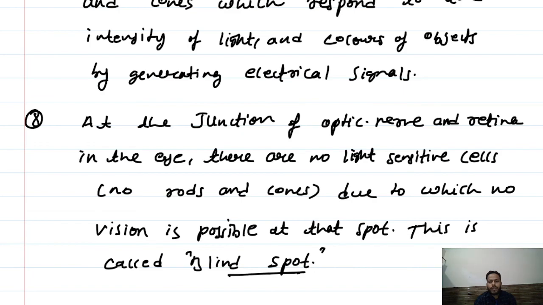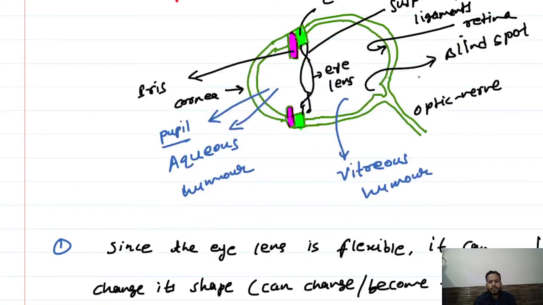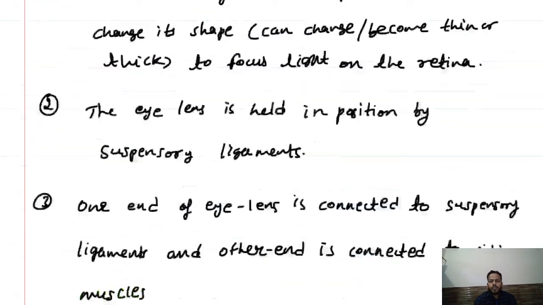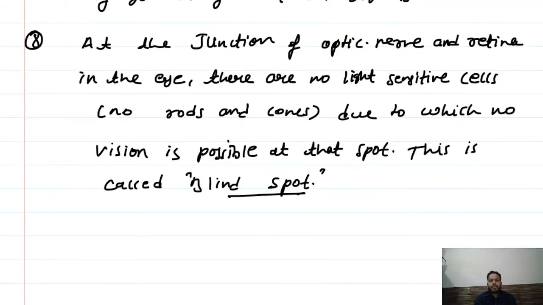Bachon, you can see this point in the diagram, this junction point. I will use a different color just to understand. This is called blind spot. Why? Because no light sensitive cells, no rods and cones, are present in that area, and because of that we are unable to have any kind of vision there, and that particular spot is known as blind spot.